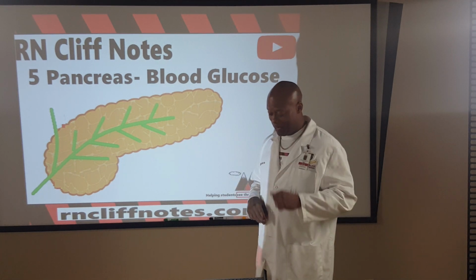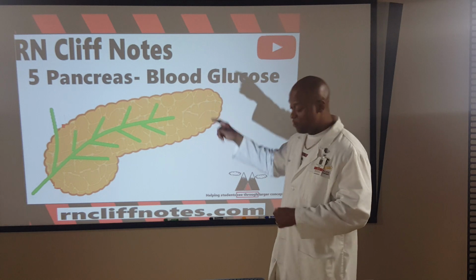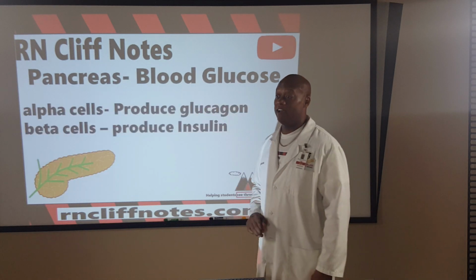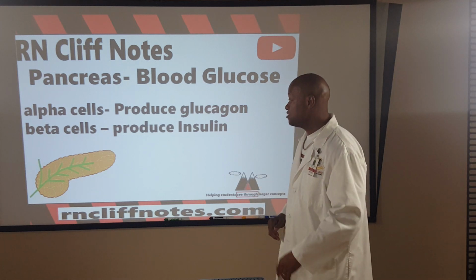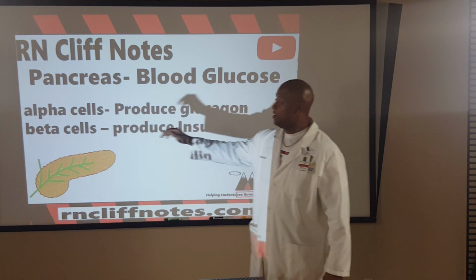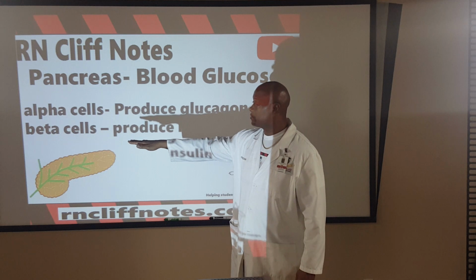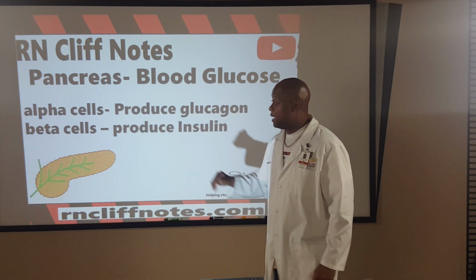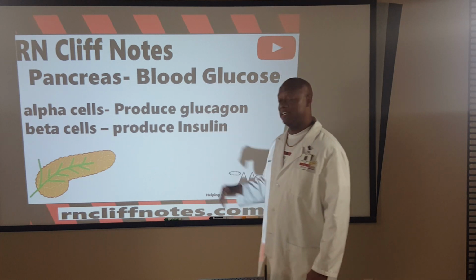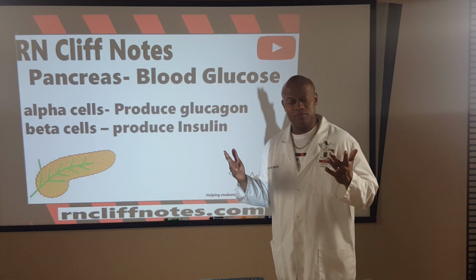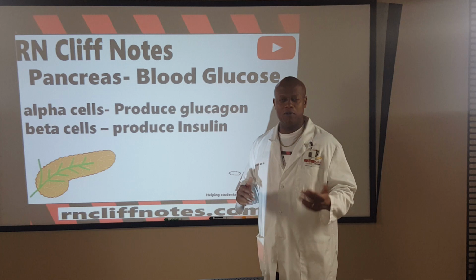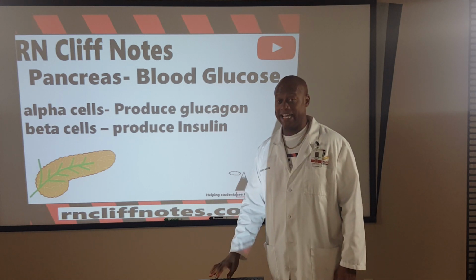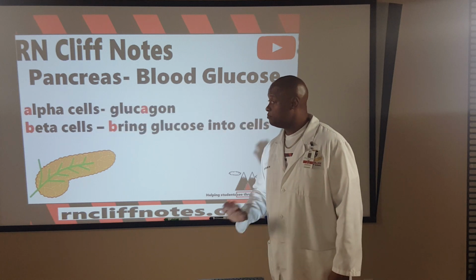So the pancreas. All right. So we know that the pancreas is responsible for maintenance of blood glucose. Now, how does it do that? It does that with alpha cells. Alpha cells produce glucagon, and beta cells produce insulin. But now, this is Cliff Notes. So the idea is we want to come away with steady, smart strategies in maintaining that blood glucose.